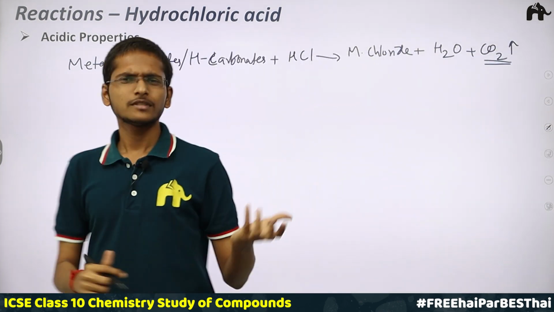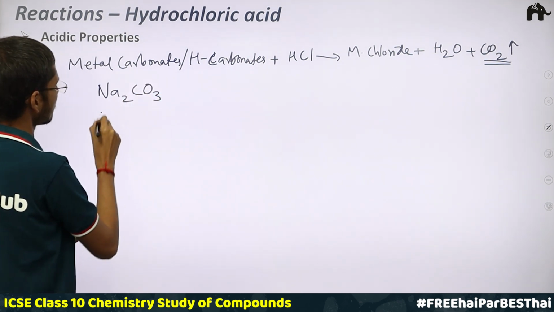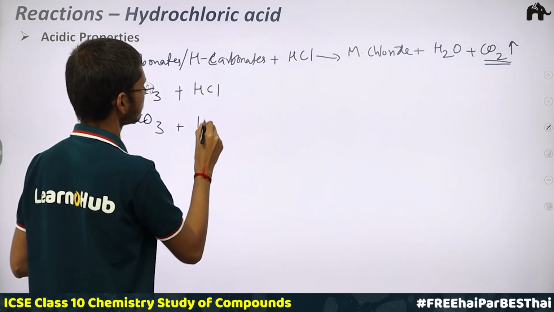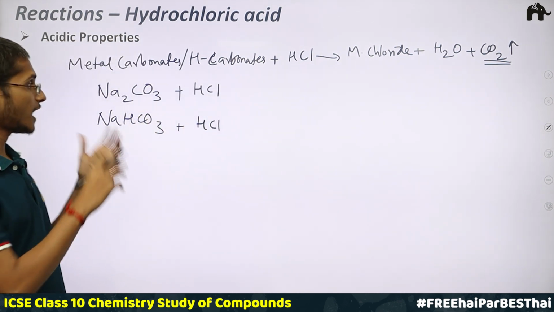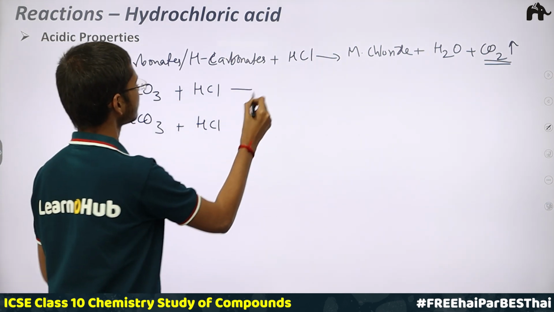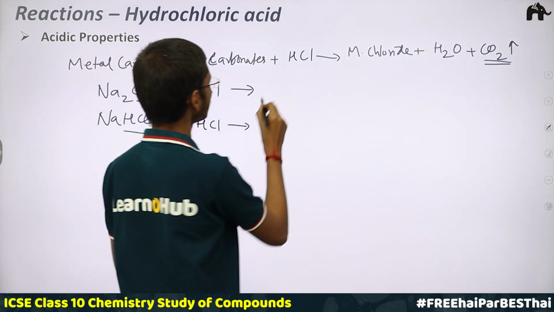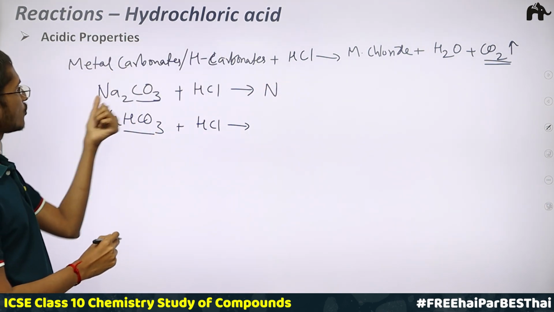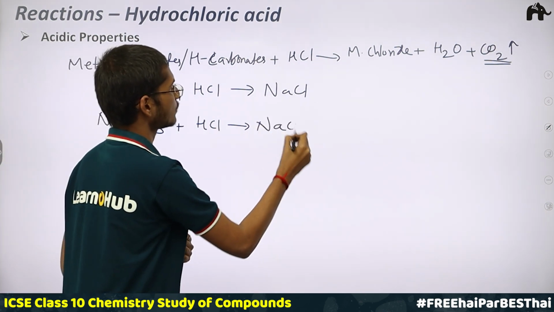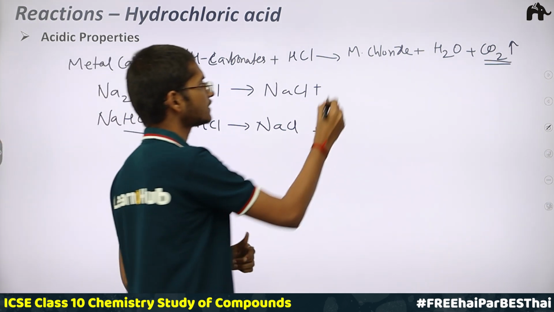Any example would work here, like sodium carbonate, or I'm taking sodium hydrogen carbonate, and I'm allowing it to react with our hydrochloric acid, because still it's not happy. It wants to react with more and more reagents. So yes, it is reacting with carbonates and hydrogen carbonates, and it would form a metallic chloride. So sodium chloride would be formed here, and here also sodium chloride, and along with it we know water and carbon dioxide, as simple as that.